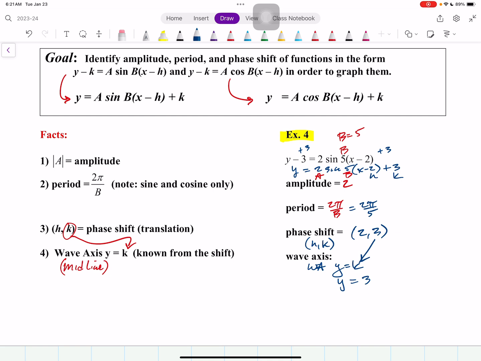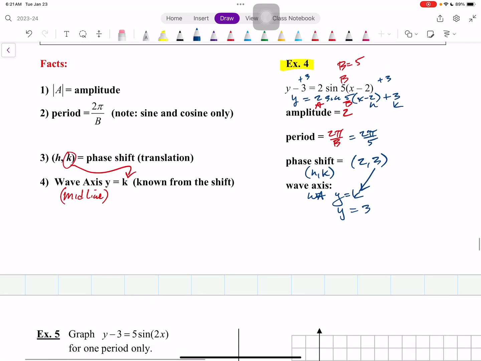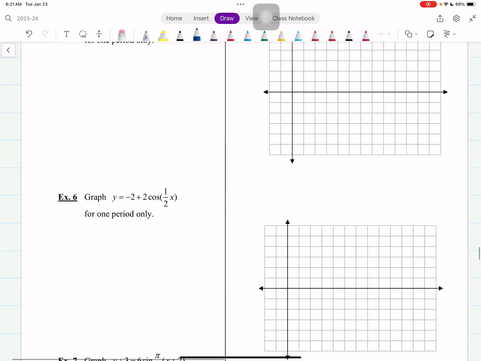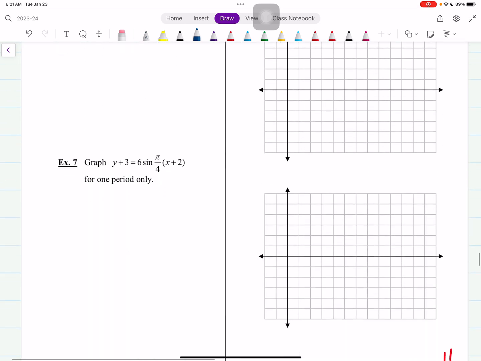So this is just a basic skill. Know how to identify these 4 things from the function. And after you identify them, of course, you've got to graph the function. So let's get in on here. I'm not going to do all of these examples. I'll do a few, and then the rest is homework.